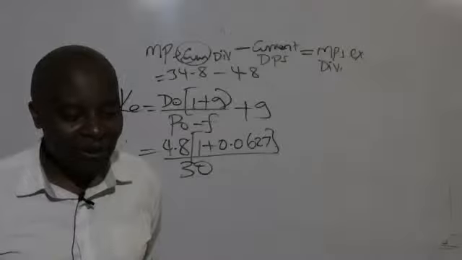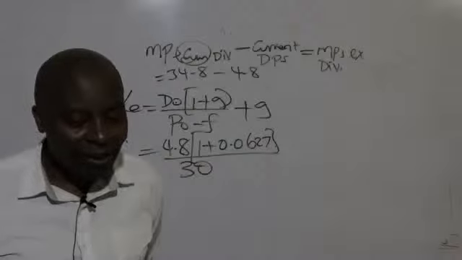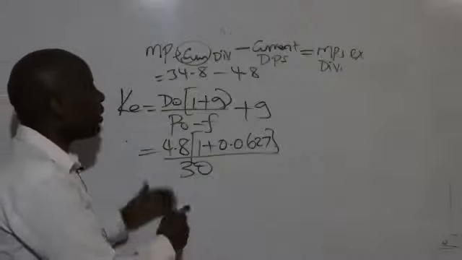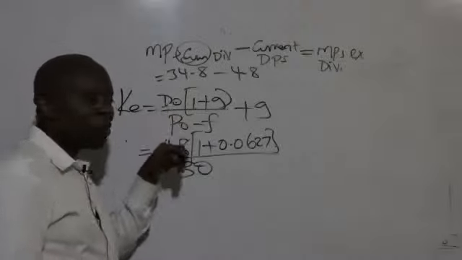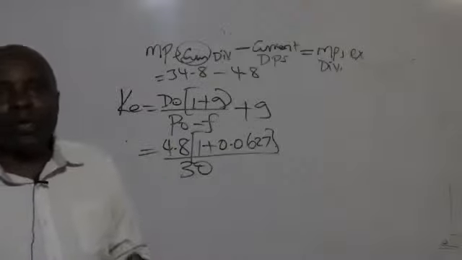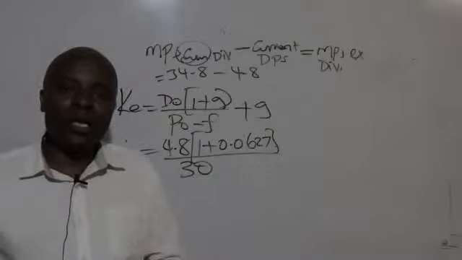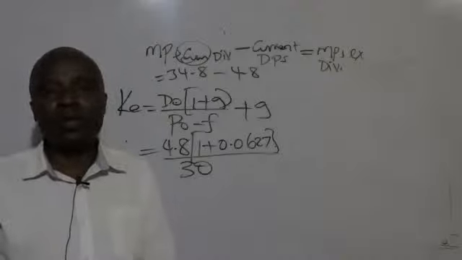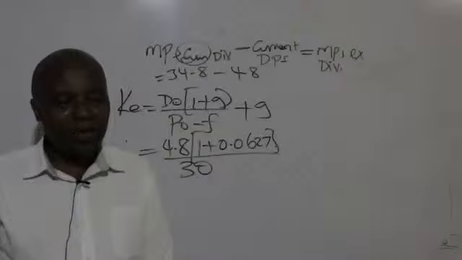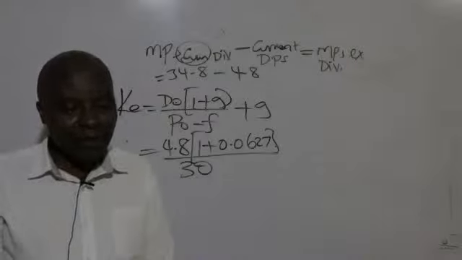No. D0 is not the oldest. D0 is the most current. D0 means what here? Today. The 0 means today, not the oldest. So are we together up to there?